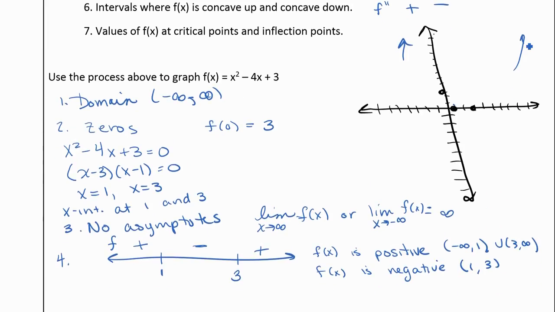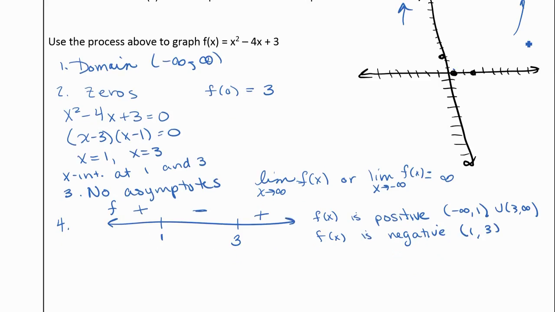Okay, next we want to know where it's increasing and decreasing. So we're going to need the second derivative. Sorry, the first derivative. And the first derivative is 2x minus 4. So if we set that equal to 0, we're going to get x equals 2. So we're going to make a first derivative sign chart, and we'll plug test values into the derivative. If we plug in 0, we're going to get a negative. If we plug in something like 3, we're going to get a positive.